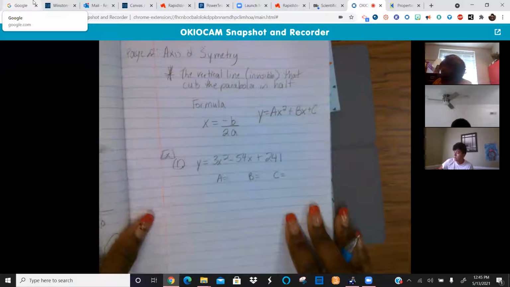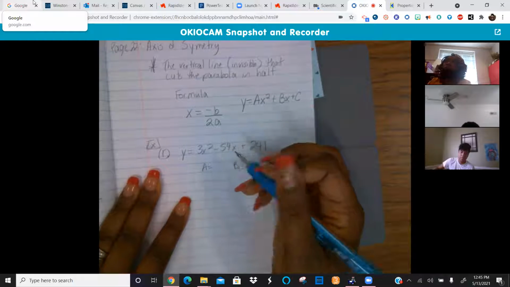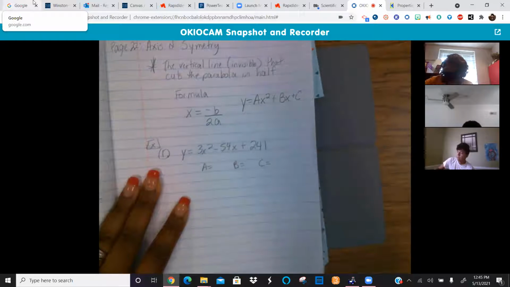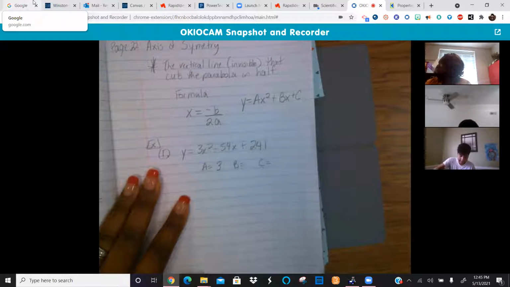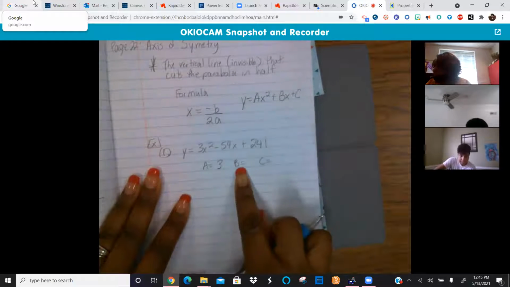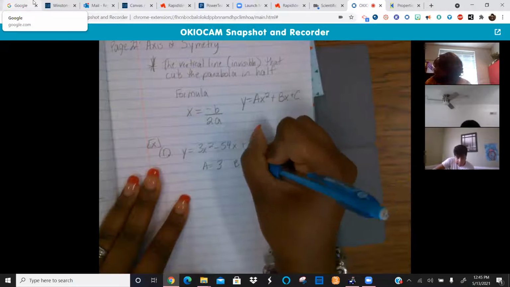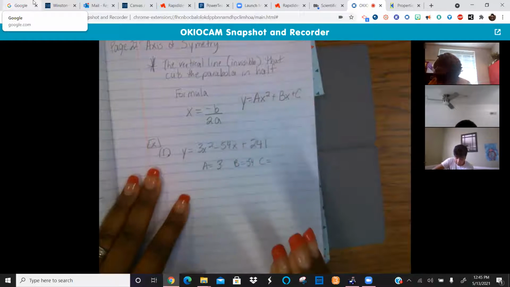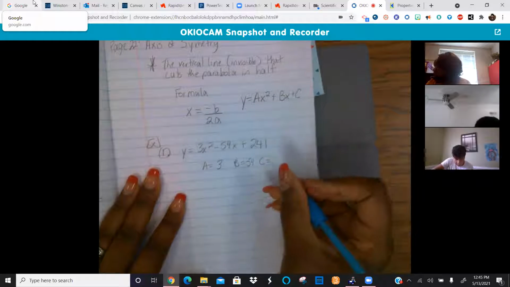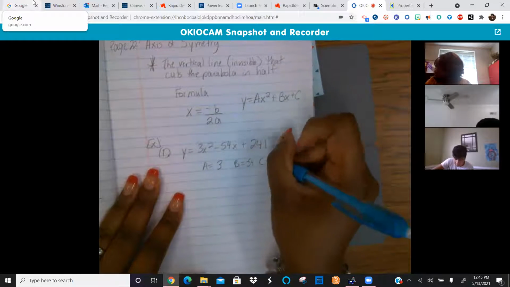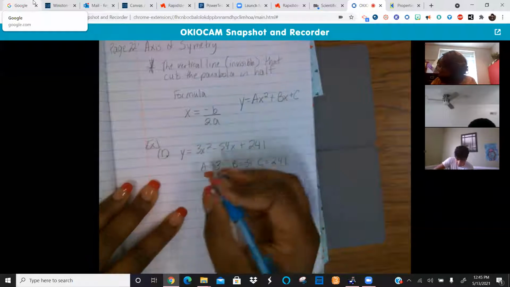All right, y'all, what's A? What number is going to be A? Just the number, not the variable. Positive 3. Just the number that's attached to the x squared term. What's B? 54. What kind of 54 is that? Please take the sign with it. That's negative 54, the coefficient in front of the x. What's C? Positive 241. Good job.